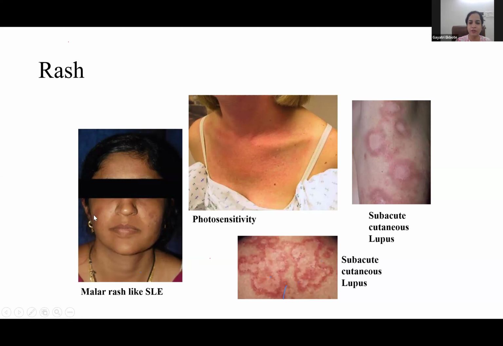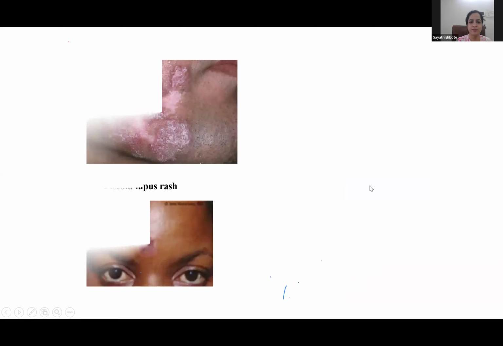So you can see the typical malar skin rash. Here it has almost spared your nasolabial fold. So you have malar rash like SLE. So this is an inflammatory photosensitive skin rash. On sun exposed areas, you have the erythematous rashes. So this is your annular erythema. This is subacute cutaneous lupus. You can see, these cases you can see in your medicine wards.